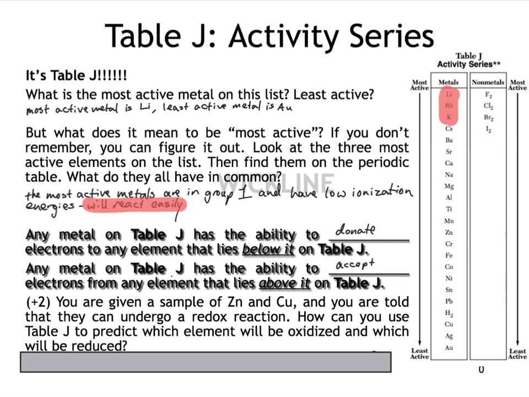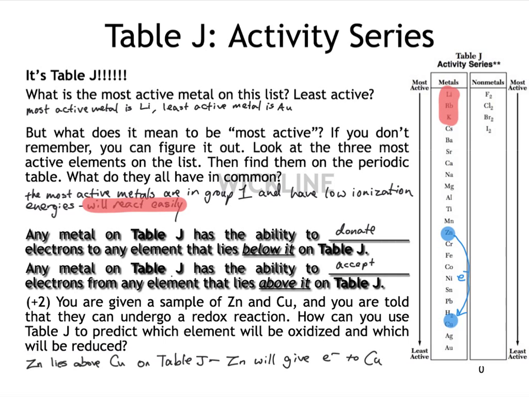For instance, let's consider zinc versus copper, which I've highlighted here. And since zinc lies above copper on Table J, then I know that it can donate electrons to the copper. That also tells me a lot of information about who's going to be oxidized and who's going to be reduced. So zinc lies above copper, zinc will give electrons to copper. Giving away electrons is oxidation. And as copper receives those electrons, it's going to be reduced because the gain of electrons is reduction.